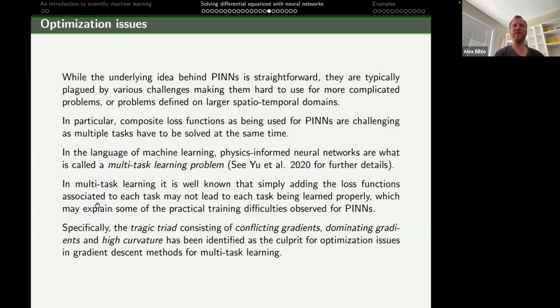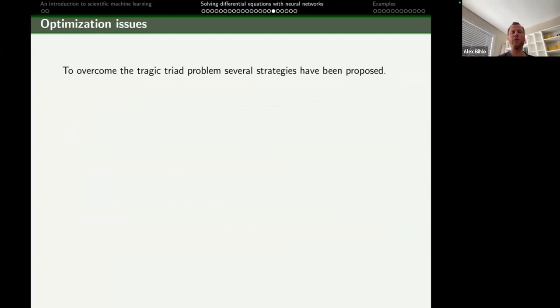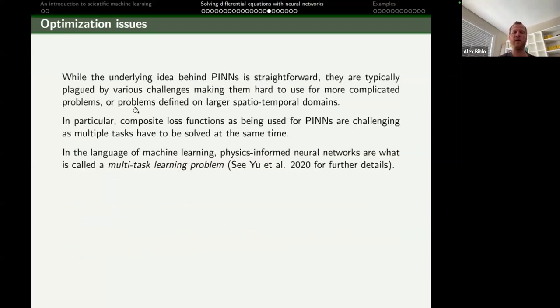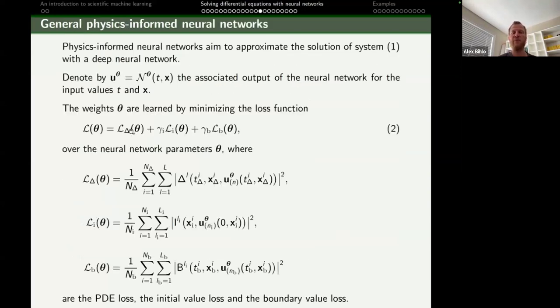And this is one of the reasons why this is open research. Multitask learning is a challenging part of machine learning. And unfortunately, if you work with PINNs, you have to solve multitask optimization problems. As already indicated, people try to find better ways of balancing these loss contributions. Say, for example, your initial value loss is very small, but your boundary value loss is large, then the optimizer should maybe focus on the boundary value loss. And then you maybe make sure that this contribution is temporarily ignored until the boundary loss is small.